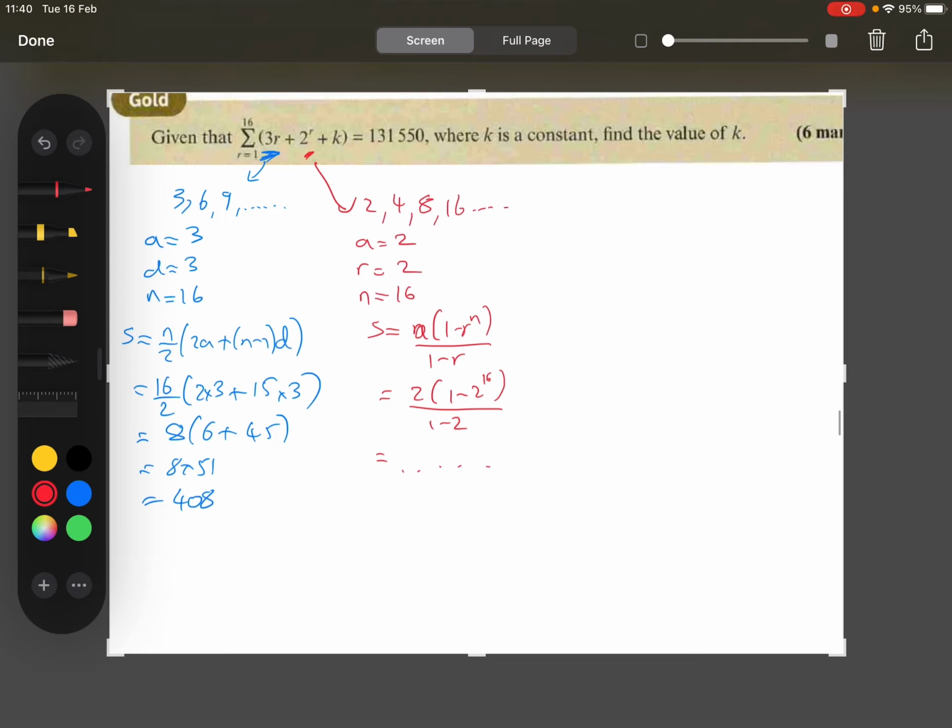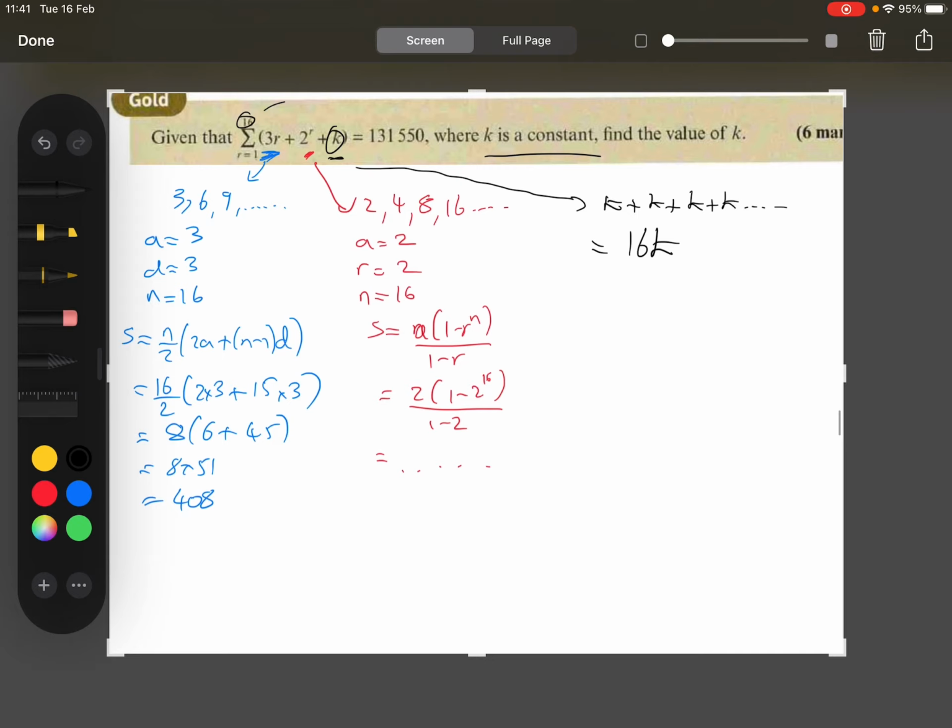Finally, we've got the sum of k on the end here. Now, k is just a constant, so it doesn't matter what r is here. So when r is 1, I would just have k. When r is 2, I would just have k. When r is 3, I would just have k, and so on and so on. So basically, I'm adding k 16 times, which would just be 16k. If I'm just adding k, a constant number, 16 times, that would just be 16k.